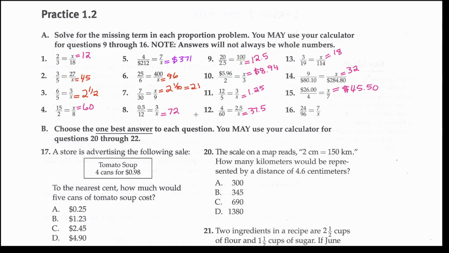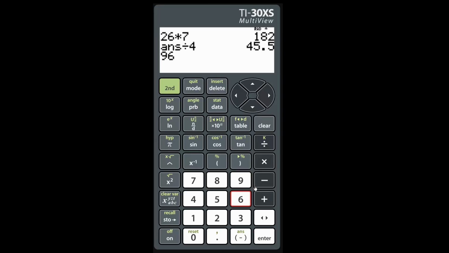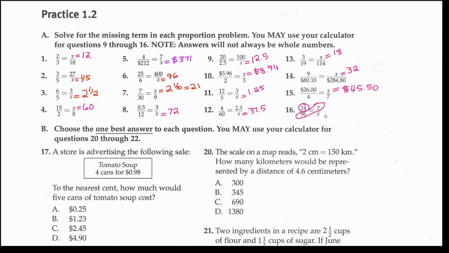Number 16. 96 times 7. Okay, 96 times 7. 672. That's what I get. Divide by 24. Enter. So I have 28. Okay, that's x equals 28. So I'm going to write x equals 28.